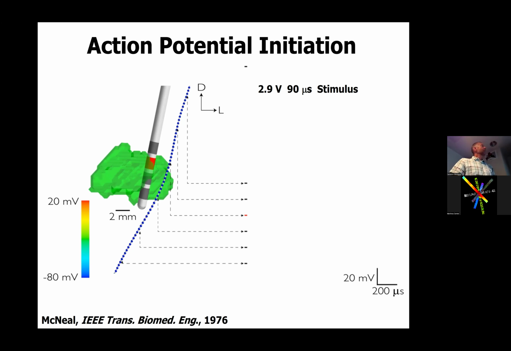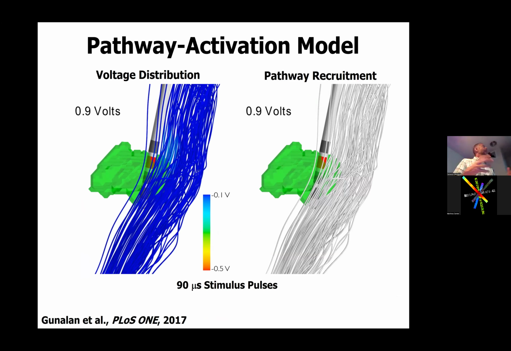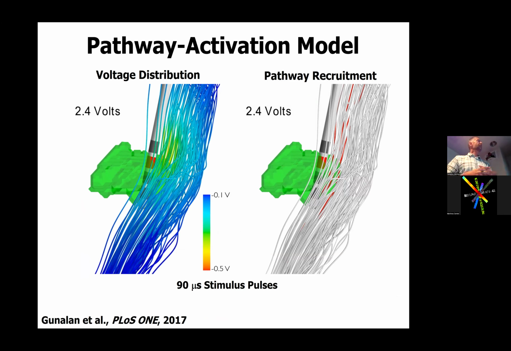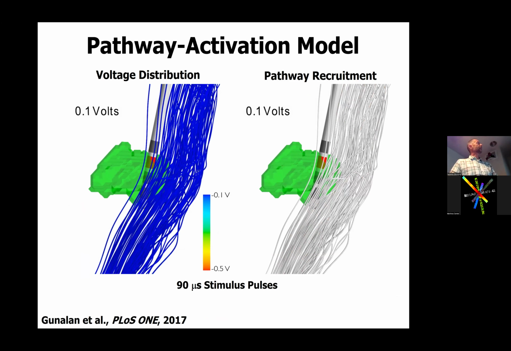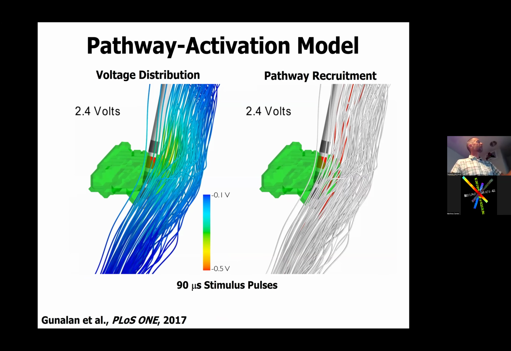And so we can then use this concept of what we call a pathway activation model to come up with estimates of pathway recruitment as a function of our stimulation parameter settings, right? So as our stimulus grows, the voltage distribution amplitudes grow in space.